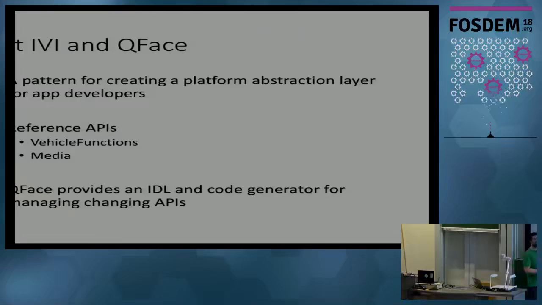We also do media index and playback control, radio tuners, these sort of functions that we don't think are that different between cars, just to show how to use the technology. For the rest, you can either write your own code if you want to do the integration, but we also provide a tool called QFace, which is a Qt-oriented IDL from which you can just generate stuff that binds onto whatever the car maker has underneath.